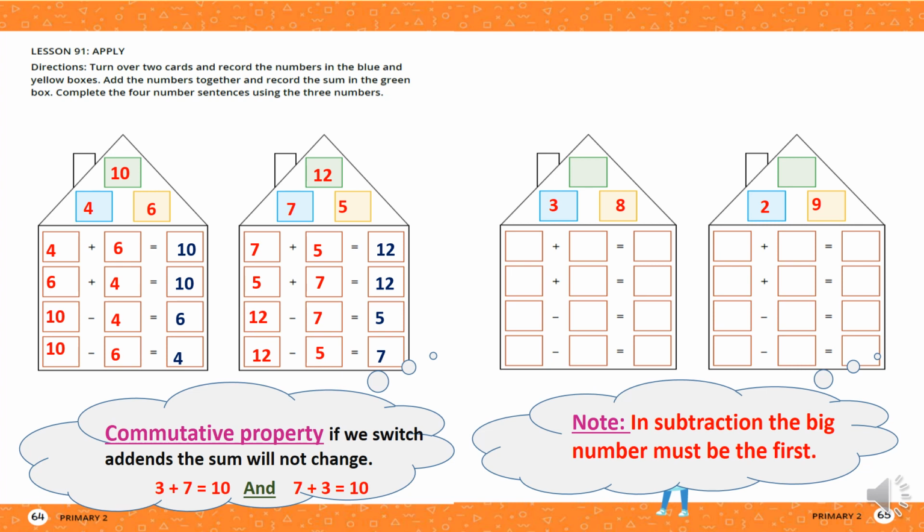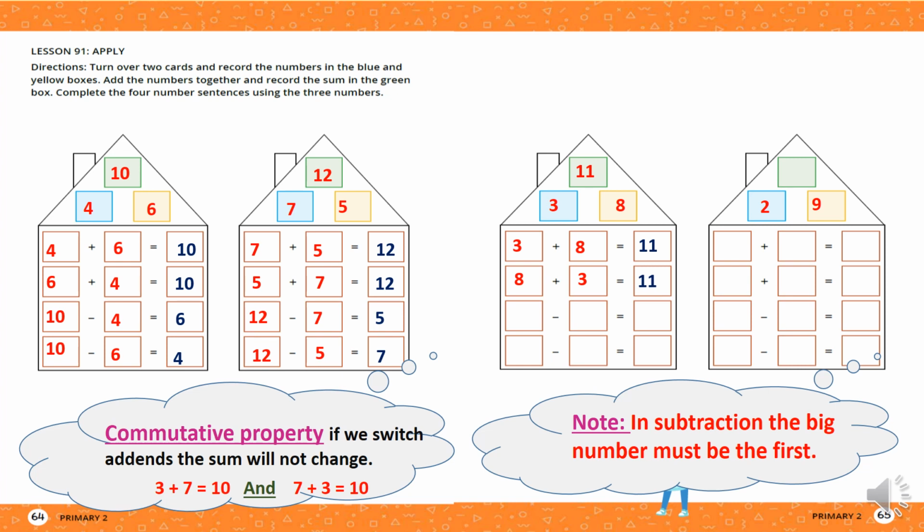The third fact family, here we have 3, 8, and 11. 11 is the biggest number, so we will write it at the top of the numbers. So let's complete the addition equations. The addition equations will be what? Pick the smallest two numbers, which are 3 and 8. Add them together. 3 plus 8 equals 11, the biggest number. Switch the addends to be 8 plus 3 equals 11 also.